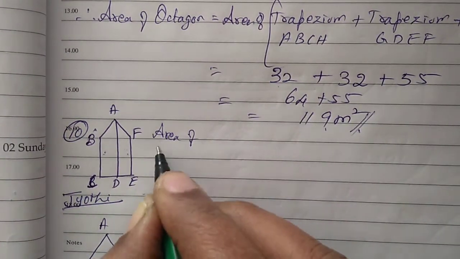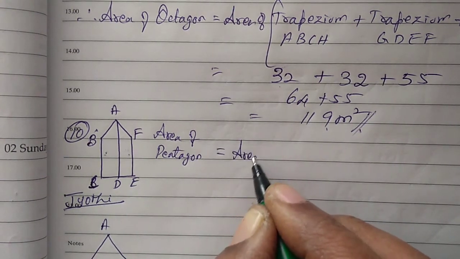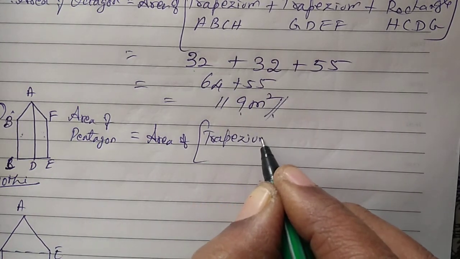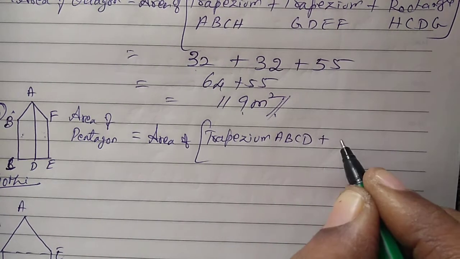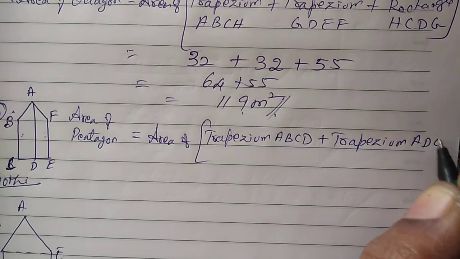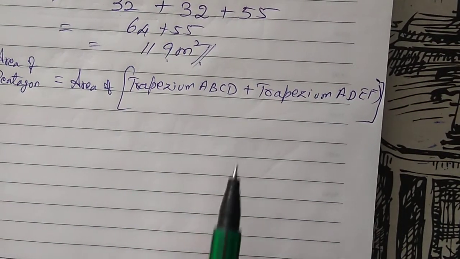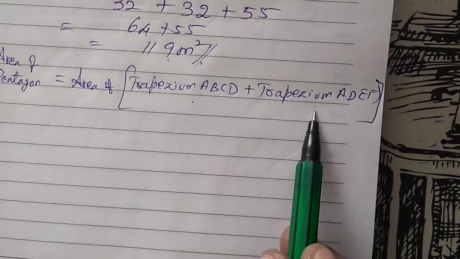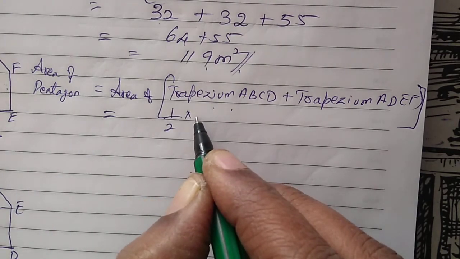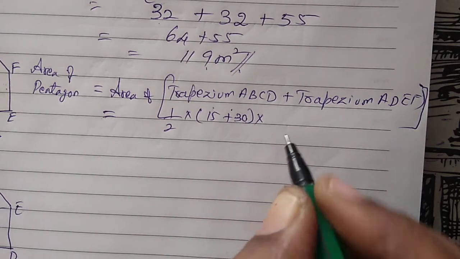is divided into area of trapezium ABCD plus trapezium ADEF. It has been divided into 2 trapezium. So we find the area of trapezium. So what is the area of trapezium ABCD? Half into 15 plus 30 into 7.5. The measurement is given for us.